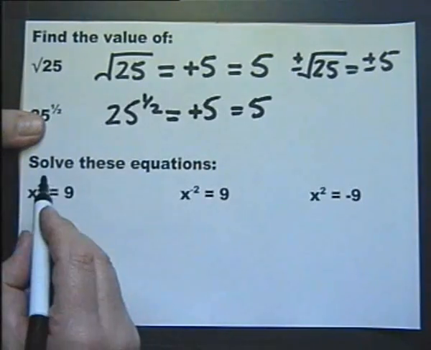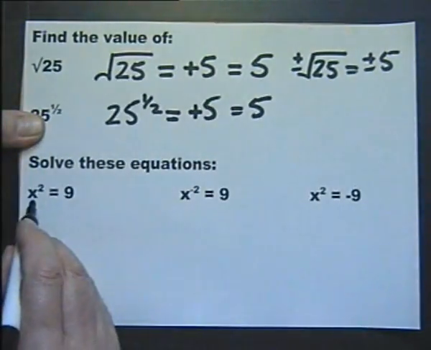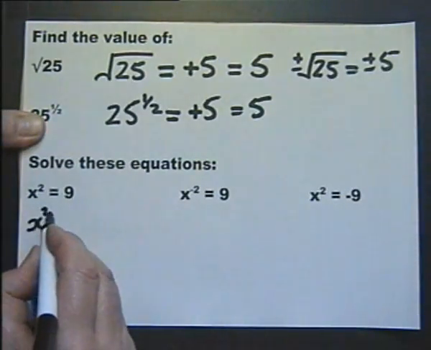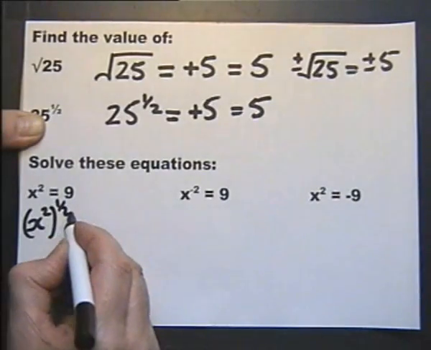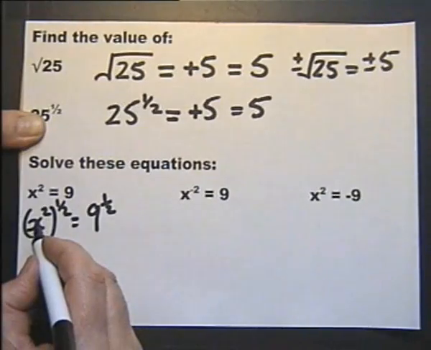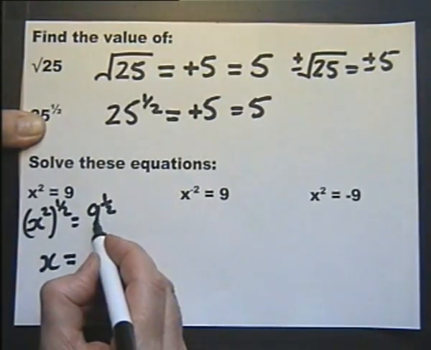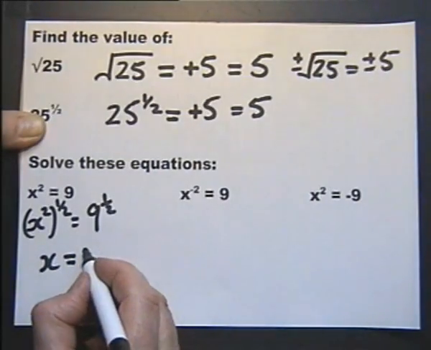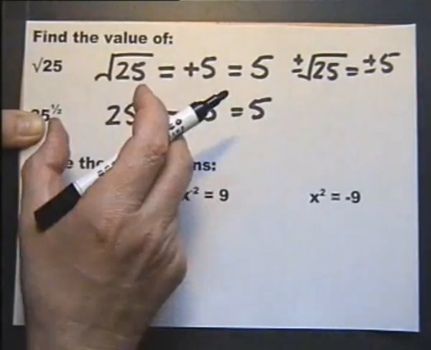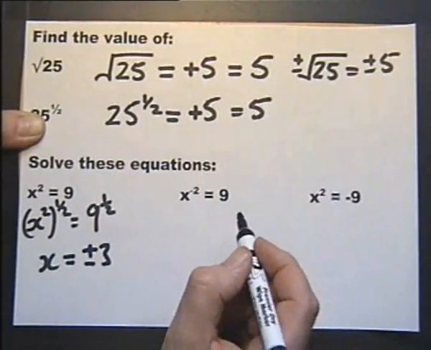However, if you're solving equations, we are going to find the square root of both sides. In other words, we're going to find the square root of x squared, and we're going to find the square root of 9. The square root of x squared is x, and the square root of 9 when we're solving an equation like this is plus or minus 3. So there's a subtle difference between what I'm doing there and what I'm doing there. Here I'm solving an equation.